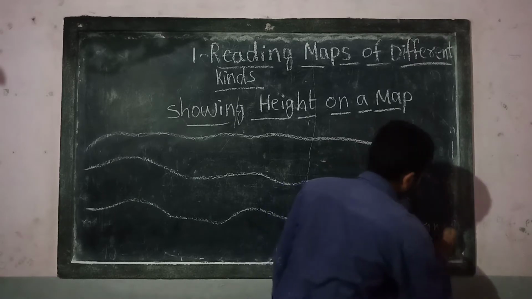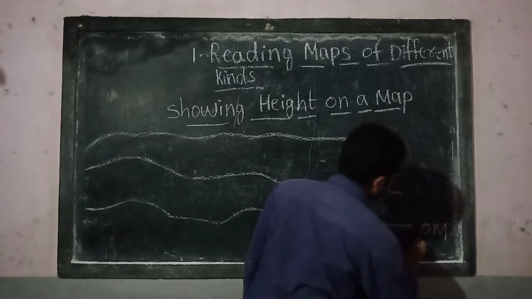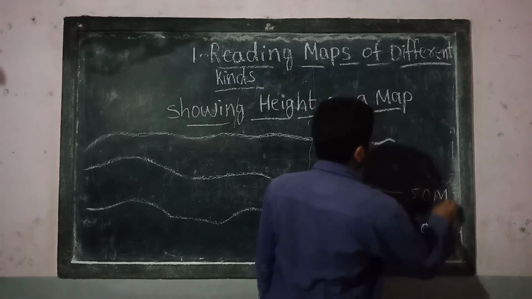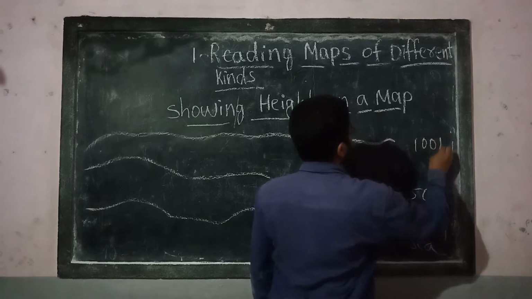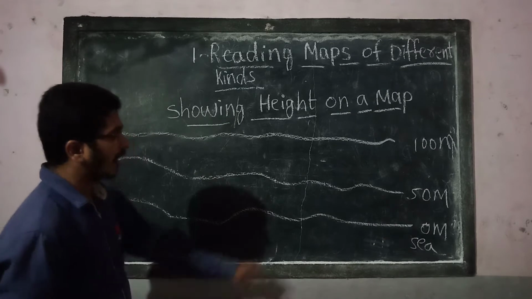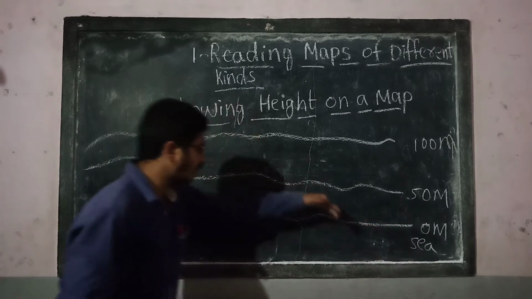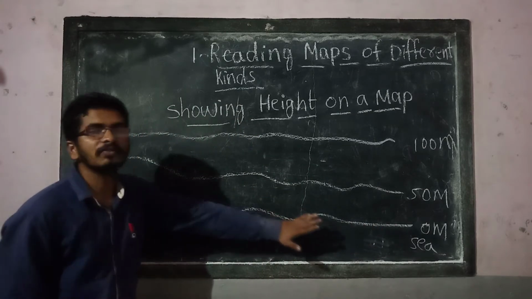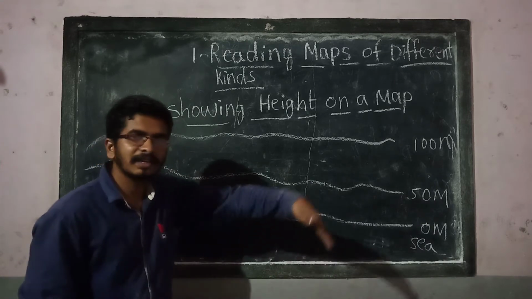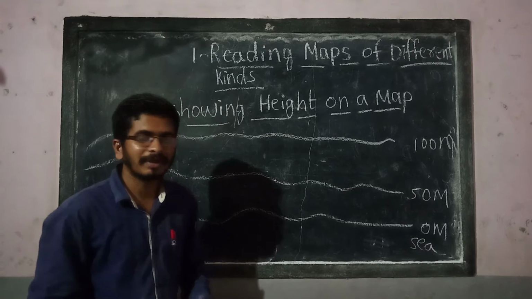0 meters means sea level, right? Sea level, 50 meters, 100 meters, and so on. The height is increasing. So why are these contour lines in an irregular shape? Because of the landscape. The landscape is not the same shape, right?